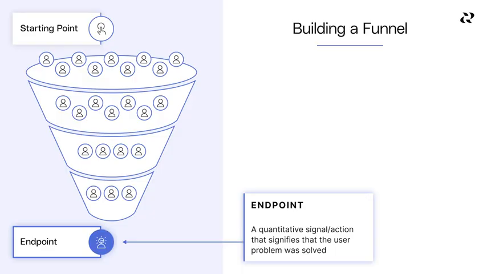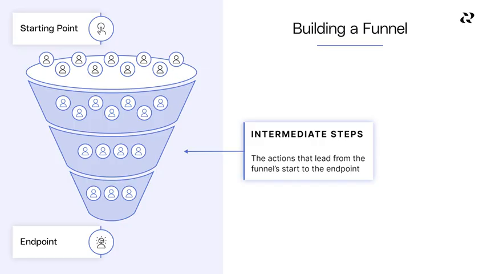This is typically a quantitative signal or user action that signifies that the user problem has been solved. In between the starting point and the end point, there are intermediate steps. These are actions that lead us from the start to the end of the funnel. To build a funnel, we need to understand what type of funnel is relevant to our project. We can then use that to inform how we construct the funnel for the feature opportunity.